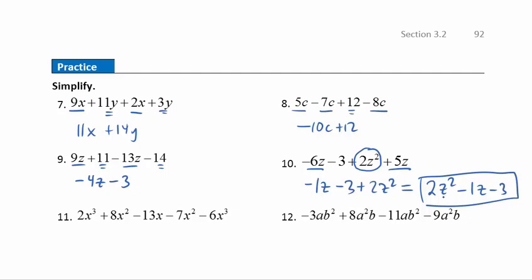All right, 11. Let's see. Looks like we have some cubed terms, x cubed, which is x to the third power there. So if I take positive 2 of those and negative 6 of those, that would give me negative 4x cubed. Now let's go to the next highest powered variable, which is my squareds. Looks like I have 2 of those. Positive 8 and a negative 7 would give me a plus 1x squared, or just x squared.